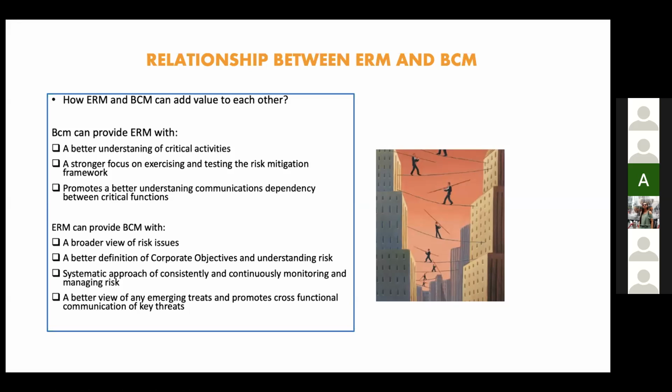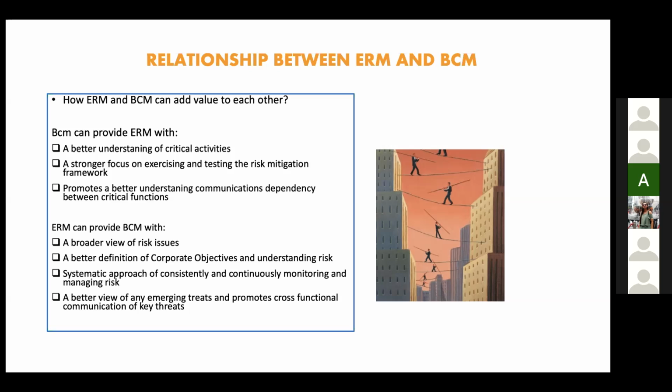So, I am going to talk about the relationship between ERM and BCM. So, the first question that can come up: how can ERM and BCM add value to each other? BCM can provide ERM with a better understanding of critical activities, and a stronger focus on exercising and testing the risk mitigation or reduction framework. I mean, how can an enterprise reduce their risk? BCM can provide that framework. The last one promotes a better understanding of communications dependency between critical functions.